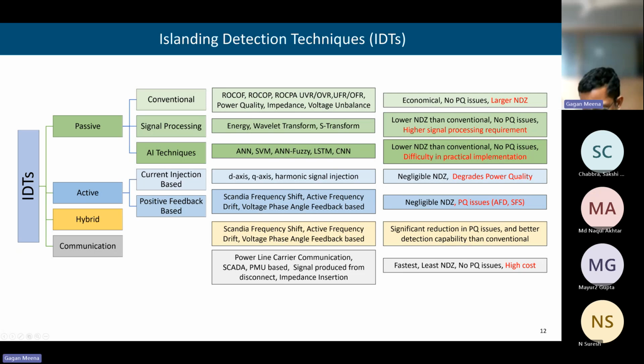Okay, so this is the most basic conventional technique. Here the advantage is that it is economical and there is no power quality issue. But the problem here is the larger non-detectable zone. Minimum 15% of mismatch. So for that, let us see what the power mismatch is. This NDZ, non-detectable zone, depends upon the power mismatch.